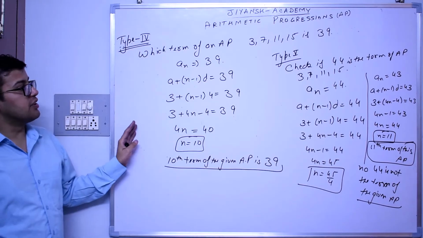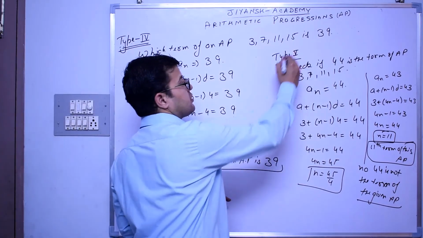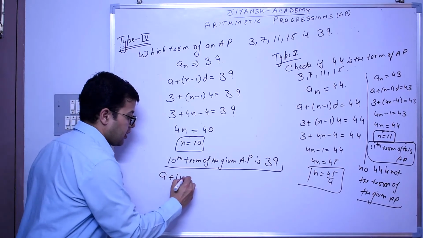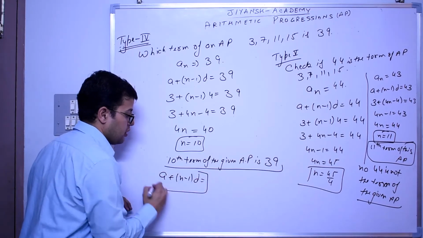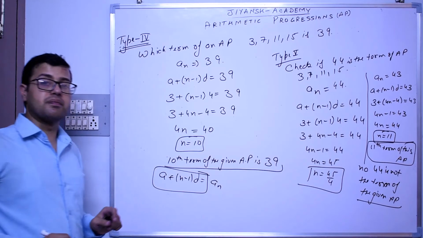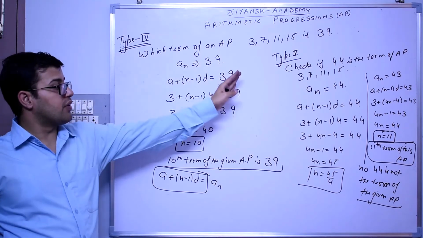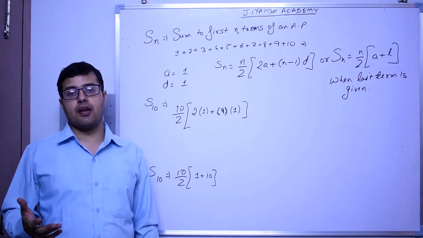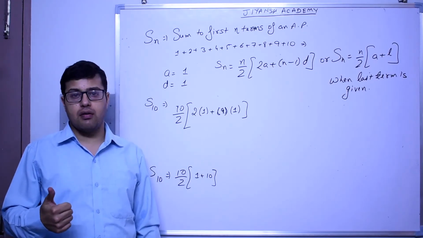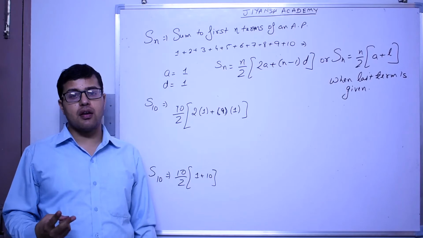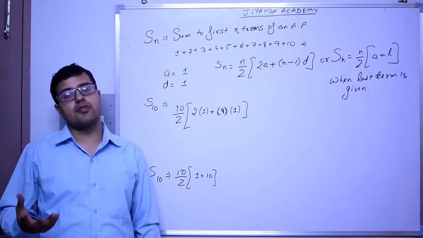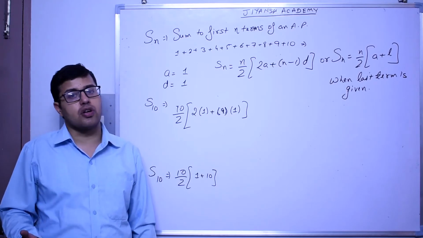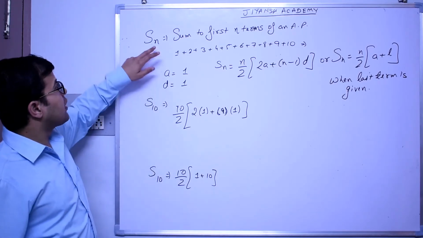Right? So these are basically 5 types that are based on the general formula a plus n minus 1 into d, given as An. So you can find out a, you can find out d, you can find out n, you can find An, and we can also find whether the term belongs to the given sequence or not. Then after that we have Sn.